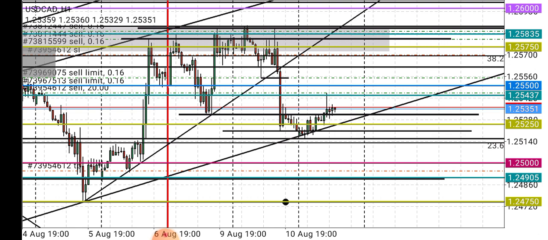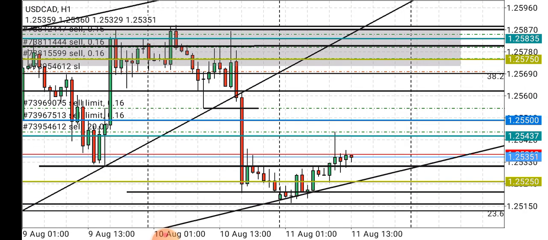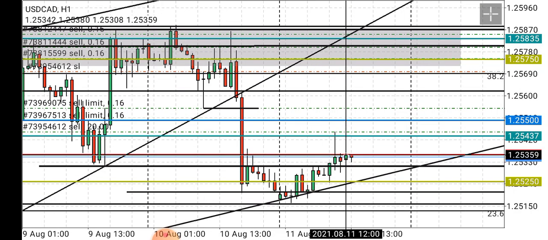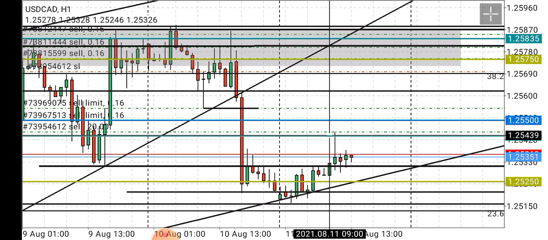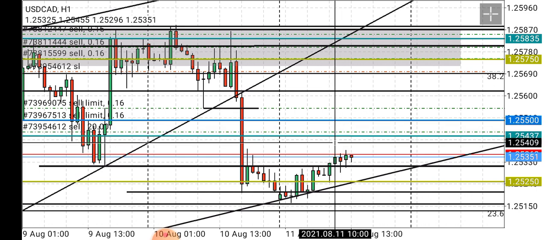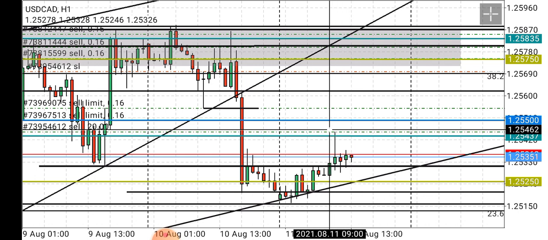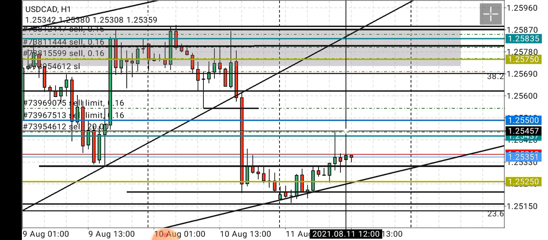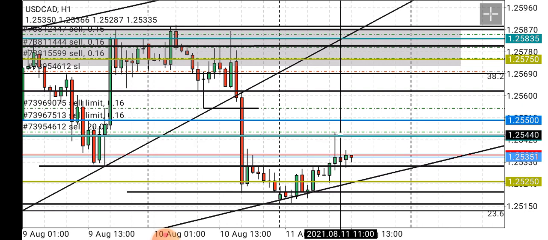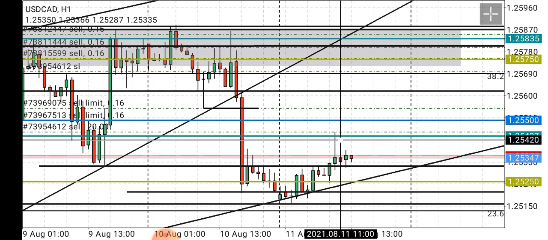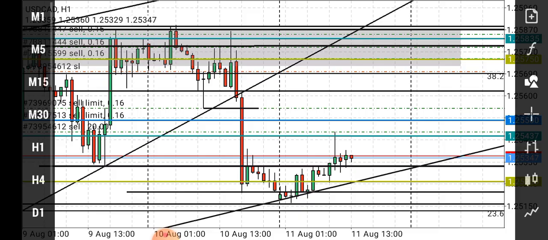So I set that sell limit and price filled me in at the London push up here. On this particular candle, price filled me in exactly at the tip, at the high of that candle wick. And I'm currently in this sell position on USD CAD. Just as I've said, it's a free demo FTMO account, and this is the exact position I'm talking about. USD CAD.